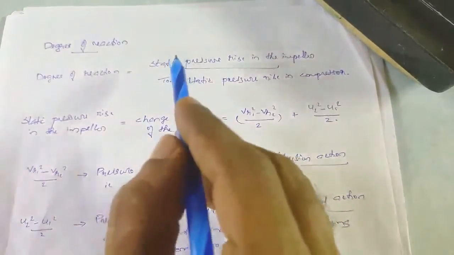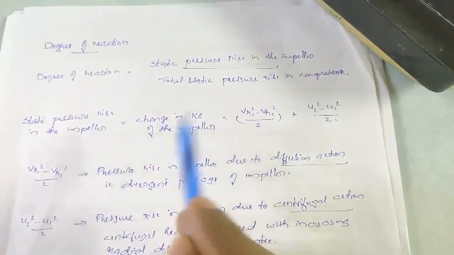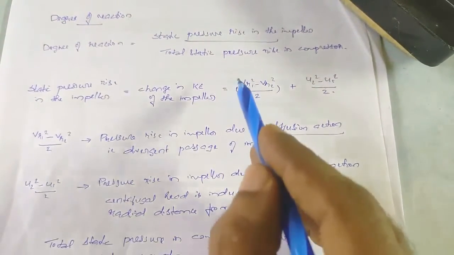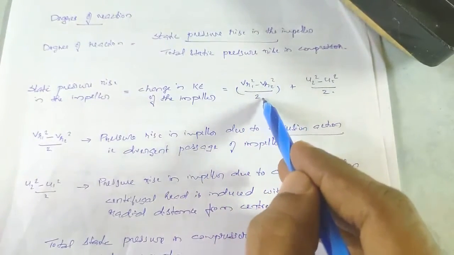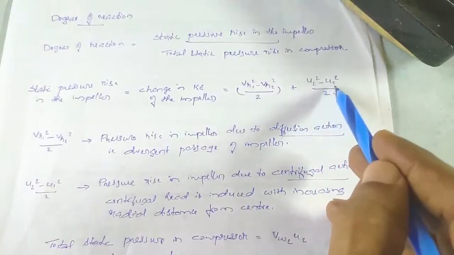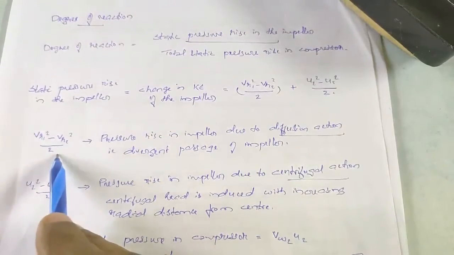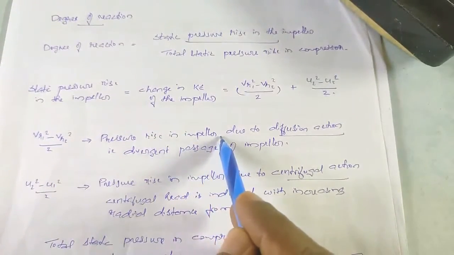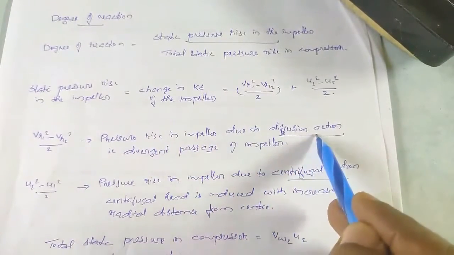And what will be the static pressure rise in the impeller? It will be equal to the change in kinetic energy provided by the impeller, and from the Euler's equation it will be equal to (VR1² − VR2²)/2 + (U2² − U1²)/2. What is (VR1² − VR2²)/2? It is the static pressure rise in the impeller due to diffuser action.